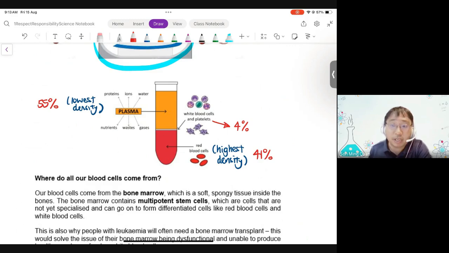All right, so you can see that red blood cells are the most abundant cells because plasma is not a cell. Plasma has 55%, but it's not cells. So the cells are red blood cells.